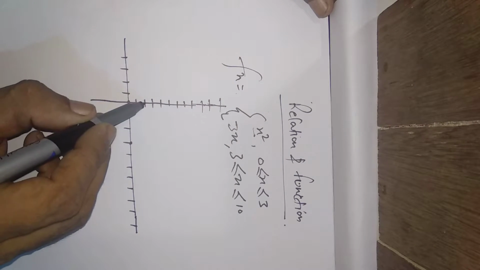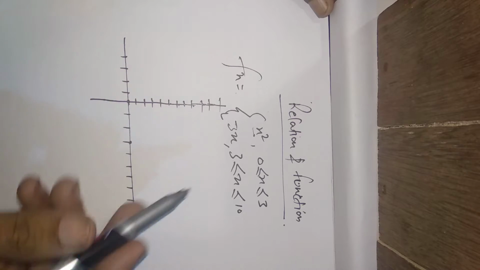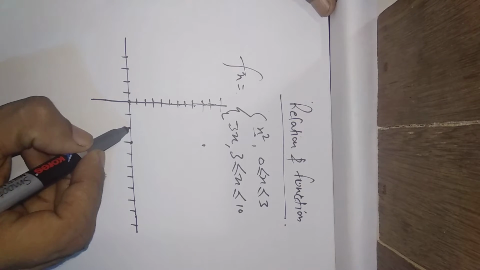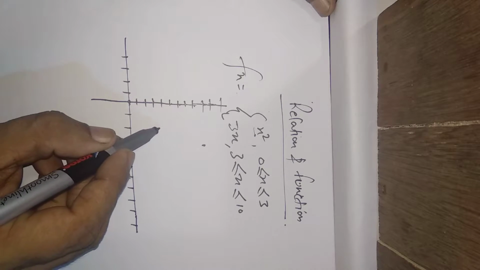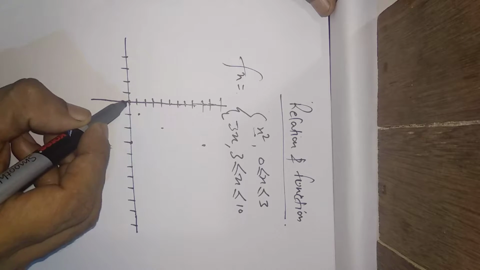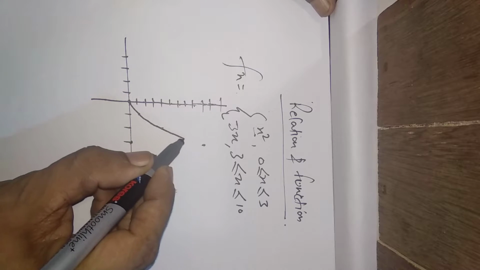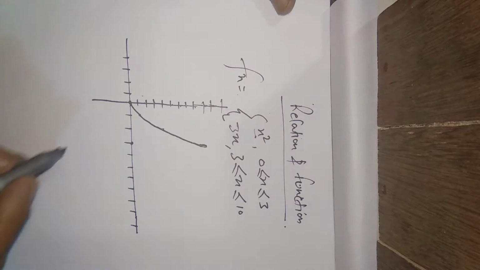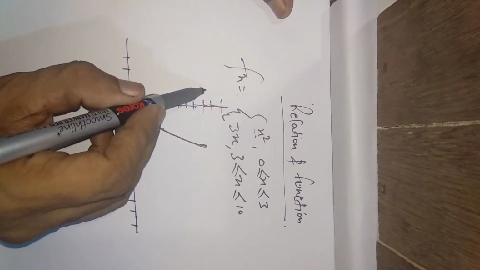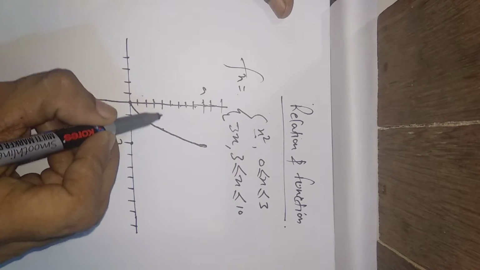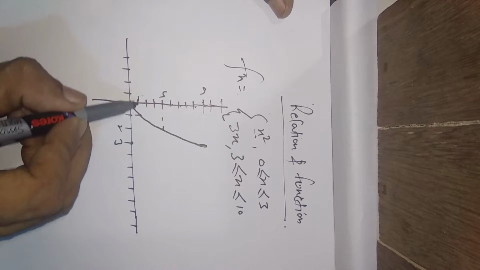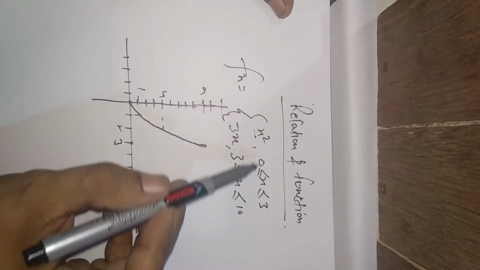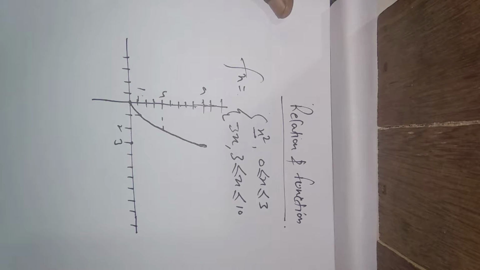It means 1, 2, 3, 4, 5, 6, 7, 8, 9. At 3, this must be a 9 here somewhere, and at 2 it should be 4, and at 1 it should be 1. So it should actually be a quadratic equation. It should be a parabola, which is indeed 9 at 3, 4 at 2, and 1 at 1. So each value of x will produce this x square, and that is a quadratic function.